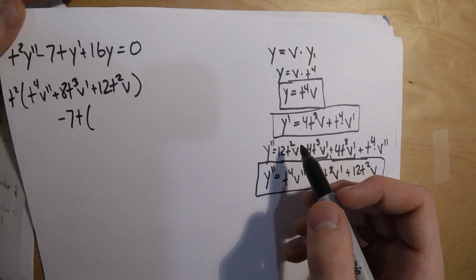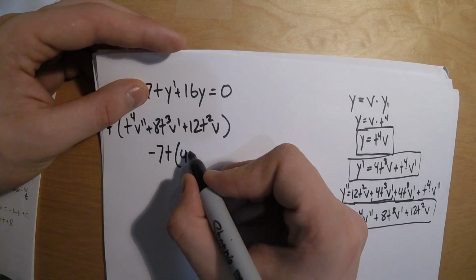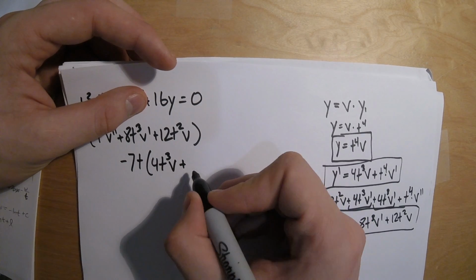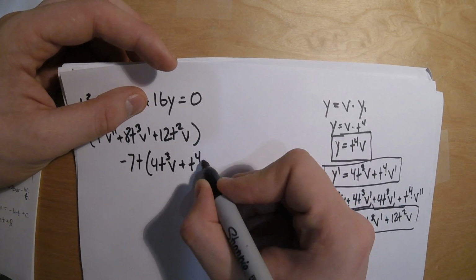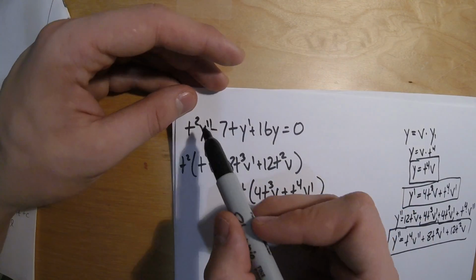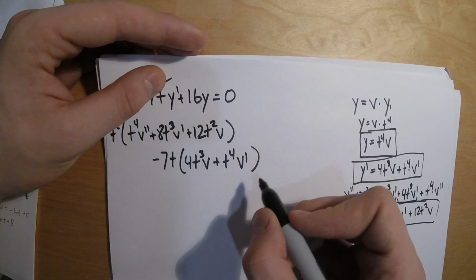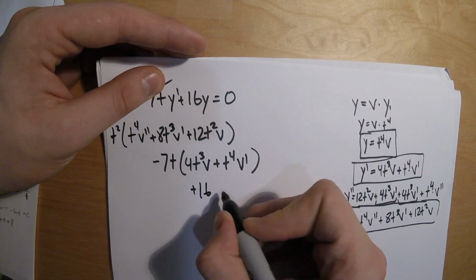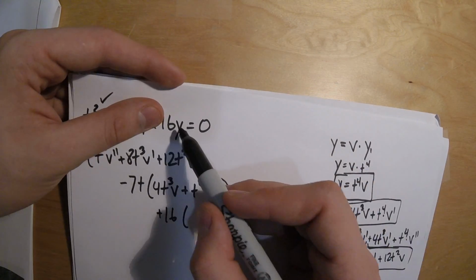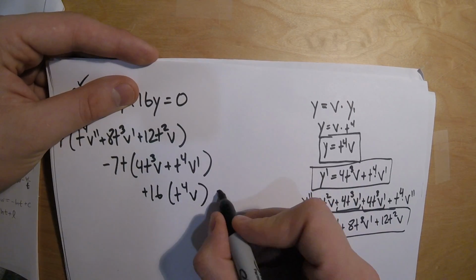Now I'm going to write whatever we got here for y prime. It's going to be 4t cubed v plus t to the fourth v prime. Okay, then we check that. Now we have to do plus 16y, so it's going to be plus 16. So this is basically like the distributive property. Wherever you see a y, we're going to write t to the fourth v equals 0.